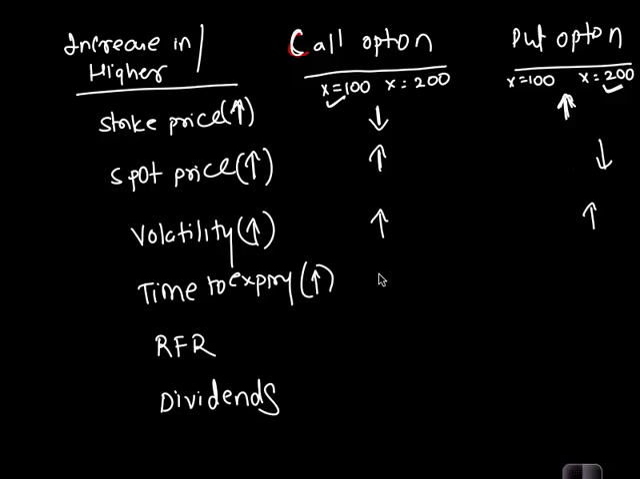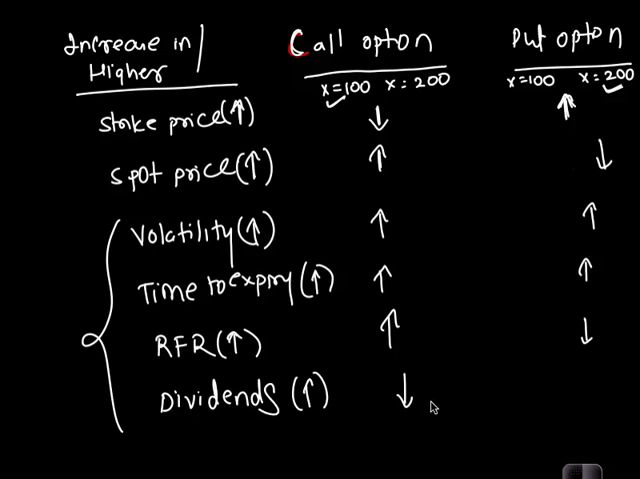When volatility is higher, the value of call is higher, the value of put is higher. When time to expiry is more, the value of call is higher, the value of put is higher. When the risk-free rate is more, the value of call is higher, the value of put is lower. Why it is like this, we will worry about later. Just keep it on hold. I am going to separately explain each one of these four. When dividends are increased, the value of call option would be lower, the value of put option would be higher.